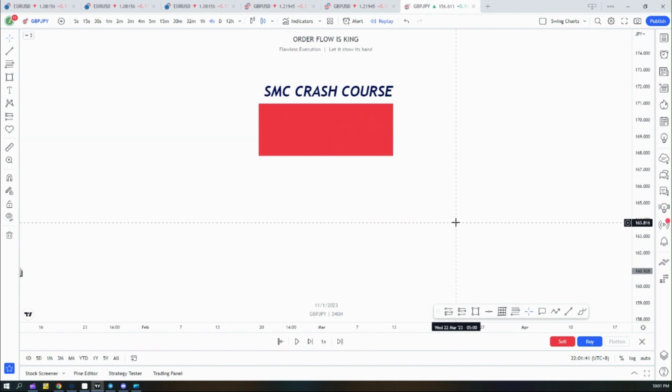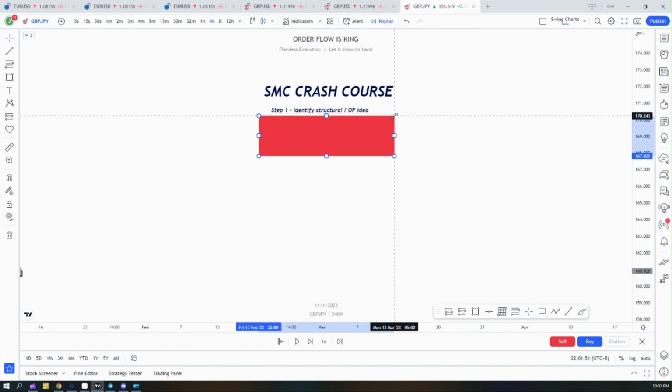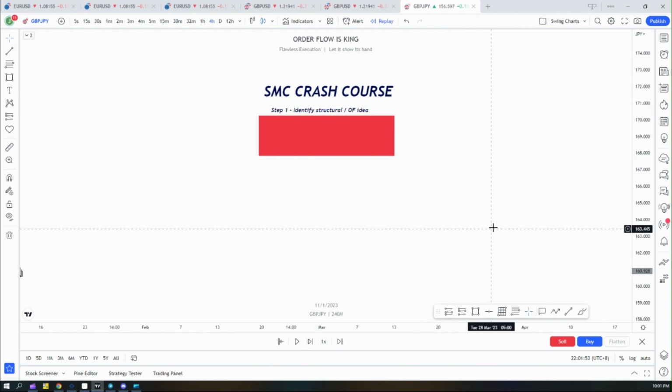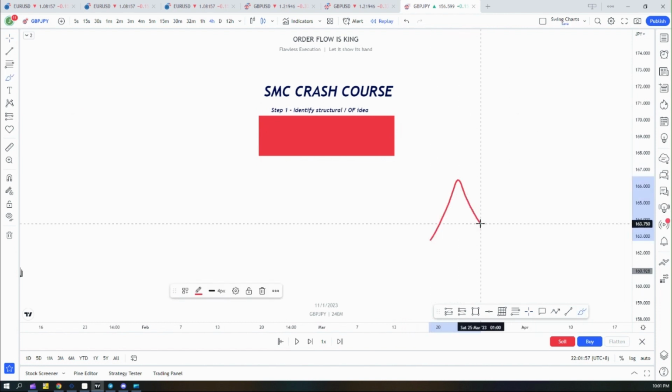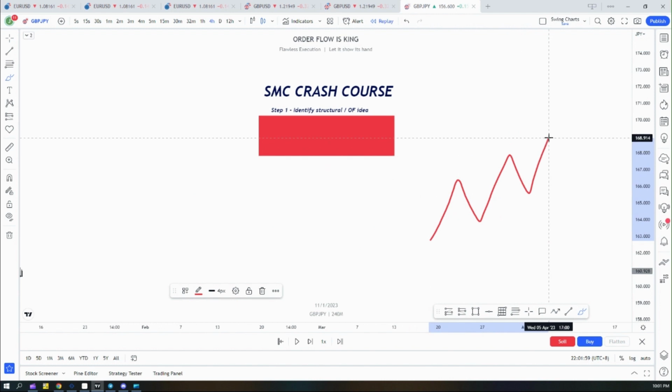So there's 3 major things that I need to look for before I ever get into a trade, and we're going to run through them now in order. So number 1 is identify the structural/order flow idea. So obviously, if you've got your trend right now, we are bullish, so we want to be looking for buys, right? Obviously, the trend is your friend. We'll wait for price to come back in and we'll catch another buy.